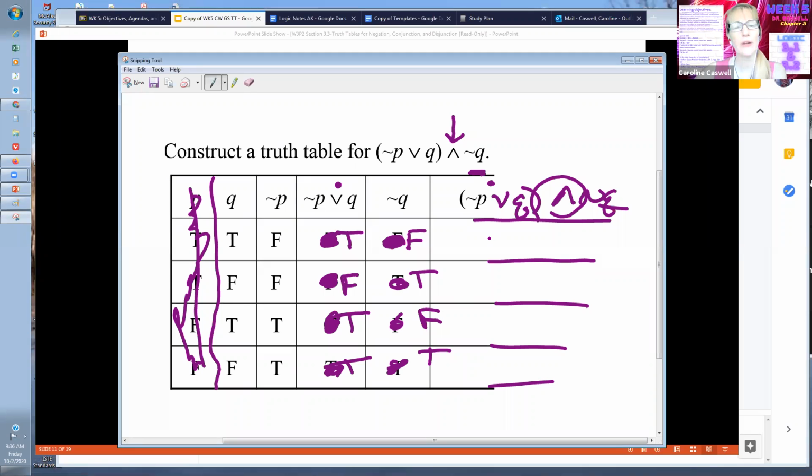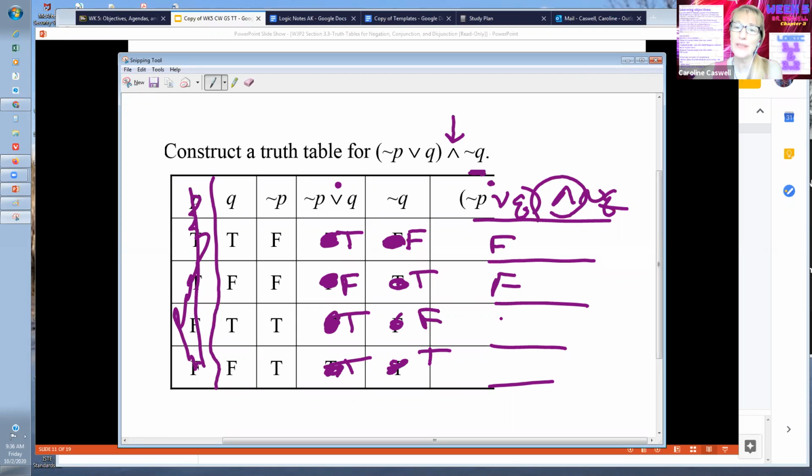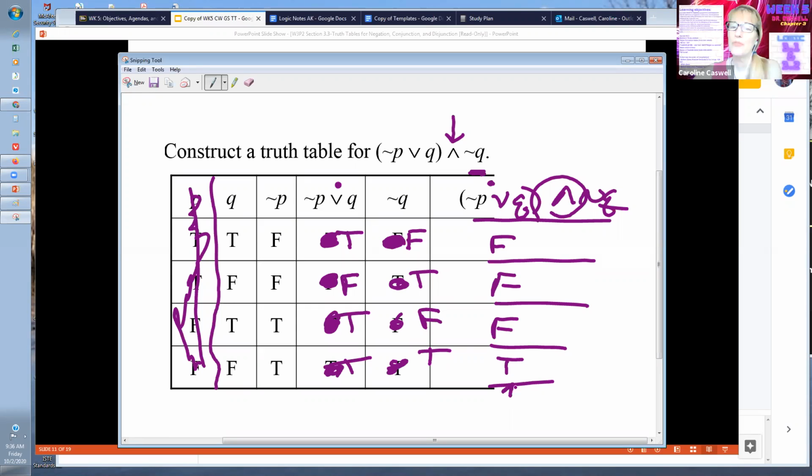And is very particular. They only want one thing. False. It's going to be false. False, true would be? False. True, false again would be? False. And we got true, true. That's the only one the and even cares about. Now, so your answer is false, false, false, true.